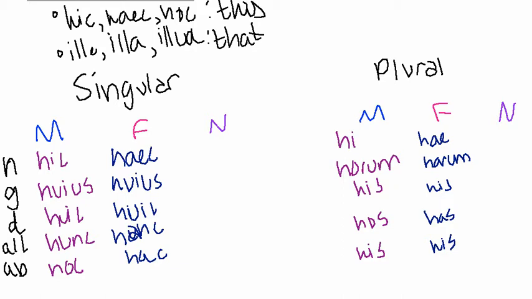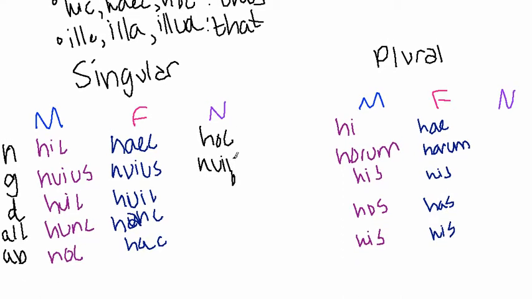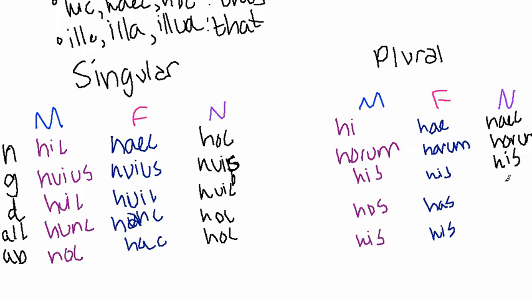And finally, we can move on to our neuters, and it's hoc, huius, huic, hoc, and then another hoc. And then for the plural, it's haec, horum, his, haec, his for the ablative.